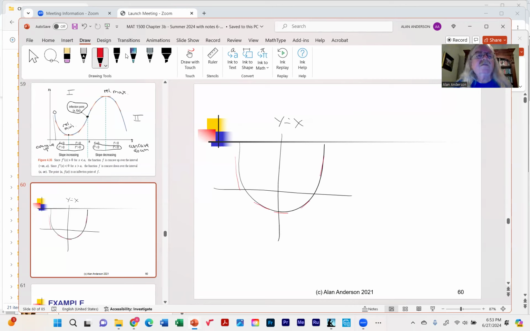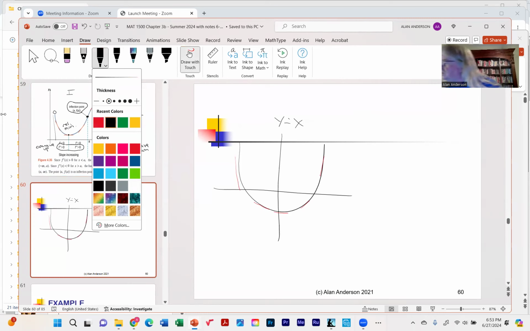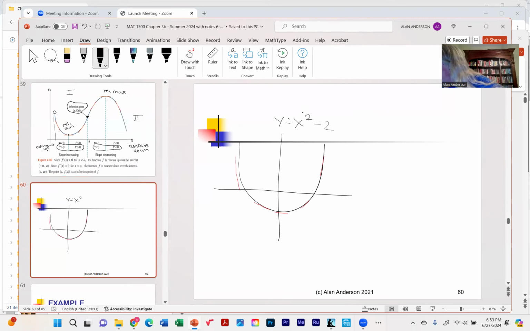So that means this function, oh, what happened? It erased what I wrote. I didn't even notice. Okay. So x squared minus 2. So this one is concave up throughout the entire function. In other words, there are no inflection points.